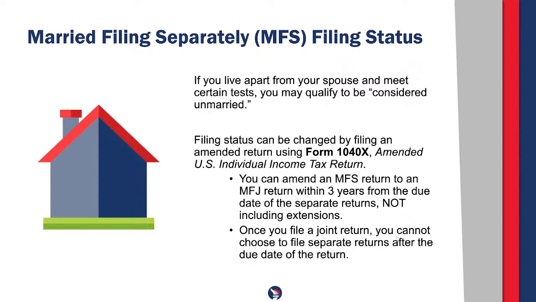Once you file a joint return, though, you cannot choose to do married filing separately. So if you filed married filing jointly originally, there's no coming back with an amended return later saying, I want to do married filing separately. That's not allowed. You cannot do that.